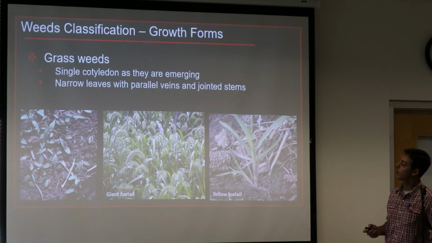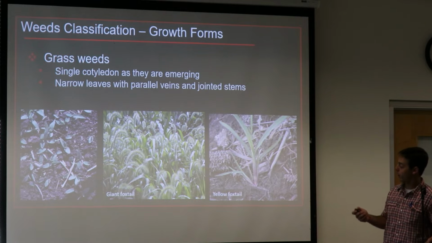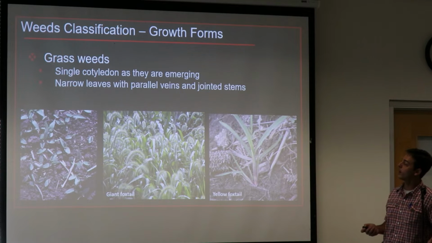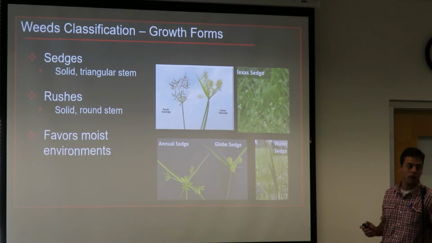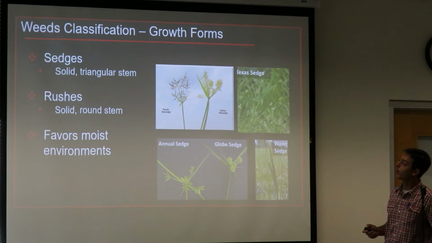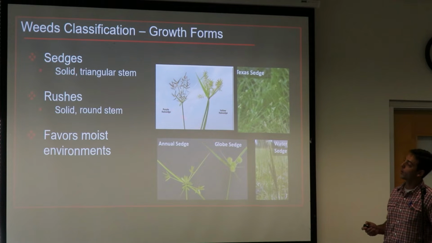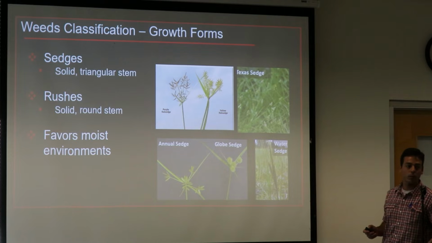And then, of course, the grasses: as they emerge, they have one single cotyledon leaf, they have very narrow leaves, and the veins tend to be parallel to the midvein. Now, one thing to be careful about is not thinking that a sedge is a grass, because sedges also have those very narrow leaves, but when you think about management, particularly with herbicides, we need to know whether we have a sedge or a grass, because the herbicides that we are going to pick to control those plants are going to be different.